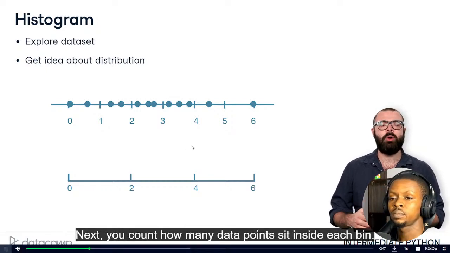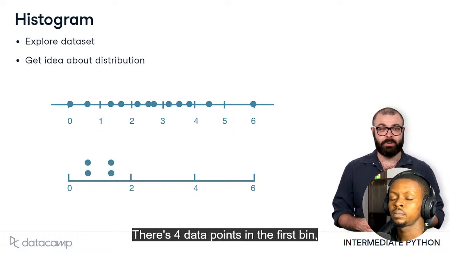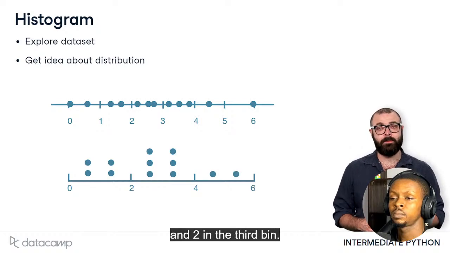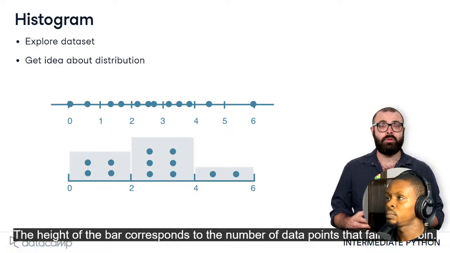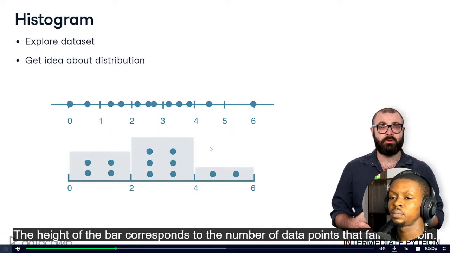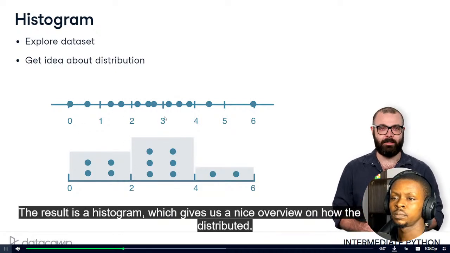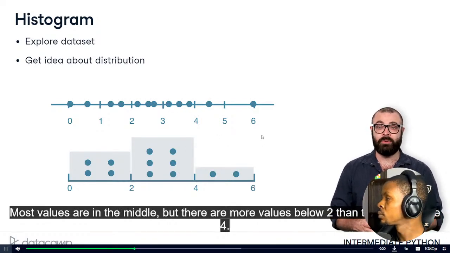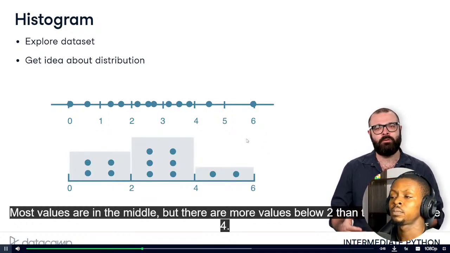Next, you count how many data points sit inside each bin. There are 4 data points in the first bin, 6 in the second bin, and 2 in the third bin. Finally, you draw a bar for each bin. The height of the bar corresponds to the number of data points that fall in this bin. The result is a histogram, which gives us a nice overview of how the 12 values are distributed. Most values are in the middle, but there are more values below 2 than there are above 4.